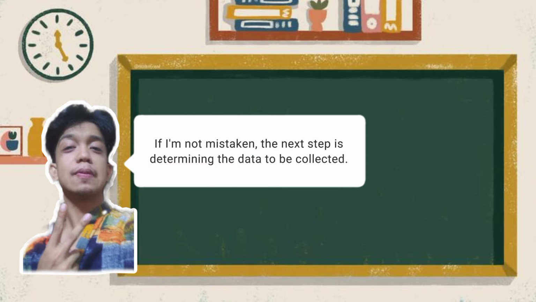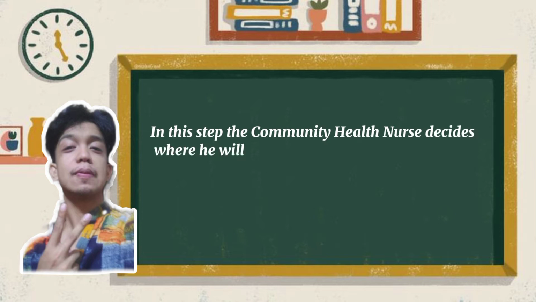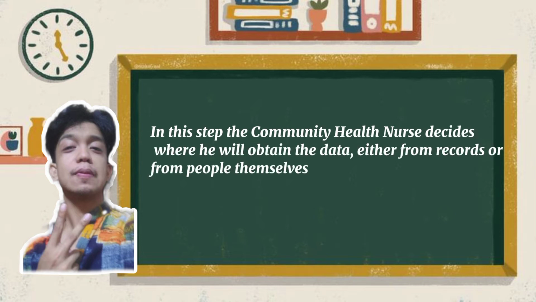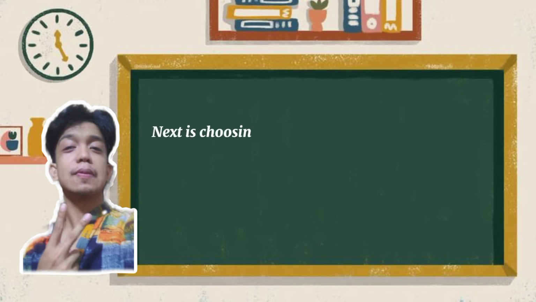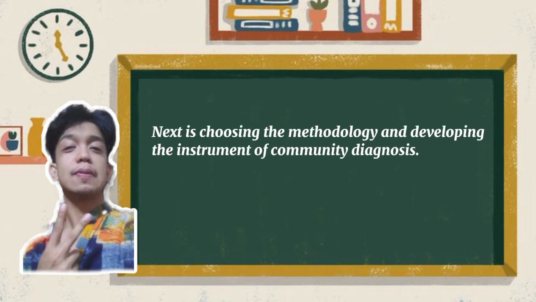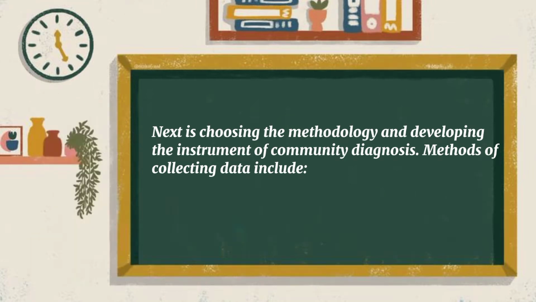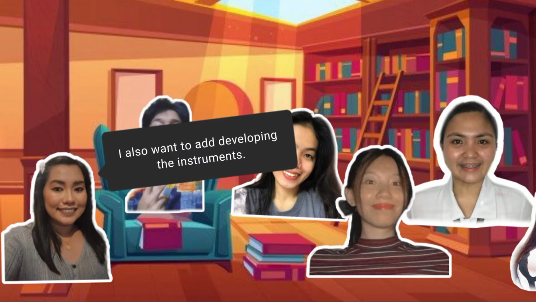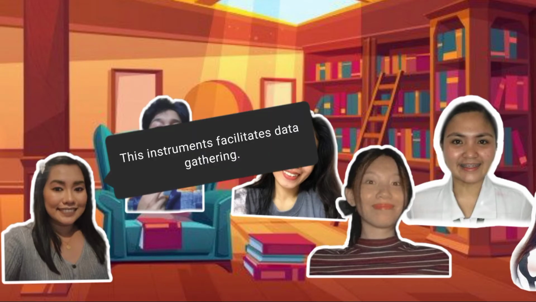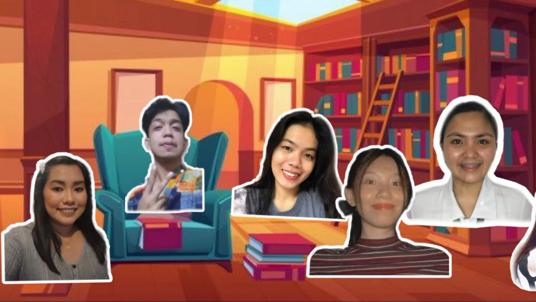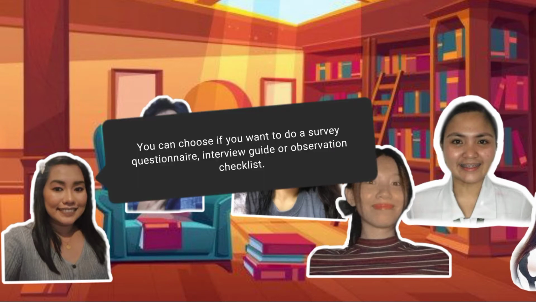If I'm not mistaken, the next step is determining the data to be collected. In this step, the community health nurse decides where he will obtain the data, either from records or from people themselves. Next is choosing the methodology and developing the instrument of community diagnosis. Methods of collecting data include records review, surveys and observation, interviews and participant observations. I also want to add developing the instruments. These instruments facilitate data gathering. You can choose if you want to do a survey questionnaire, interview guide or observation checklist.